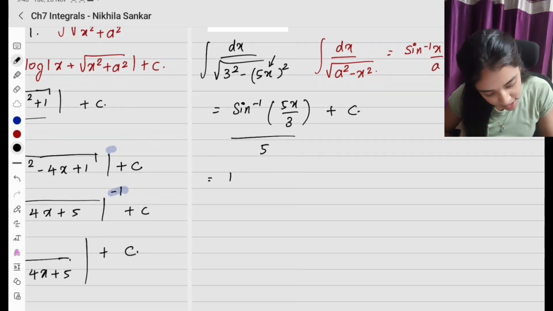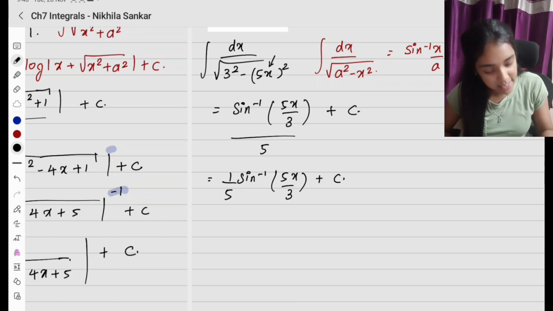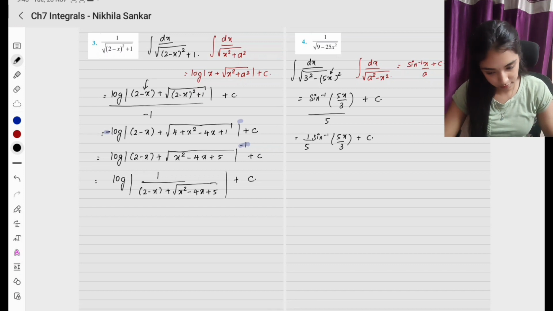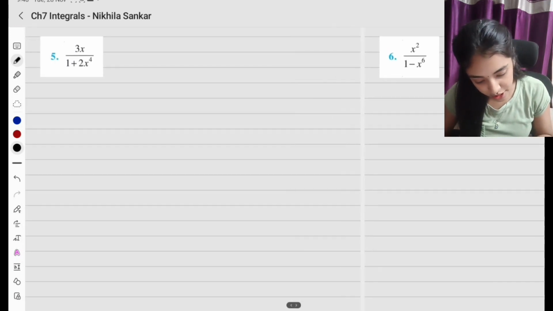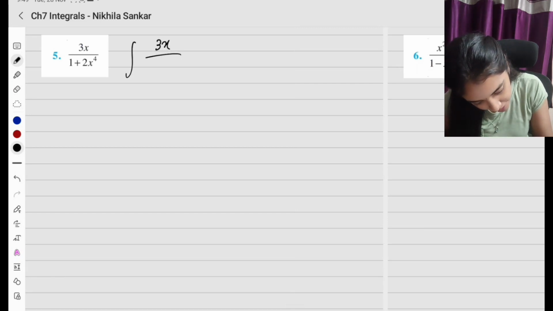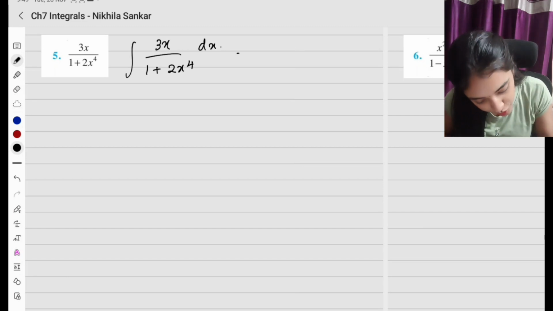So, what is the answer going to be? 1 by 5 sin inverse of 5x divided by 3 plus c. Okay, this is my answer. Please copy. Question number 5. Integration 3x divided by 1 plus 2x power 4 times dx. I need to substitute. So, இதை நான் என்ன பண்ண போறேன்?